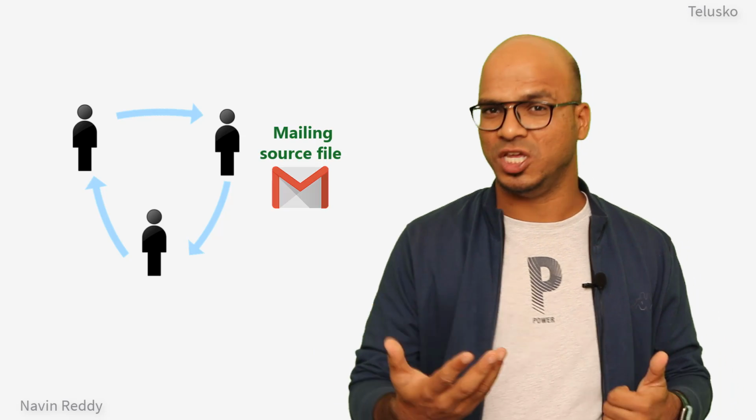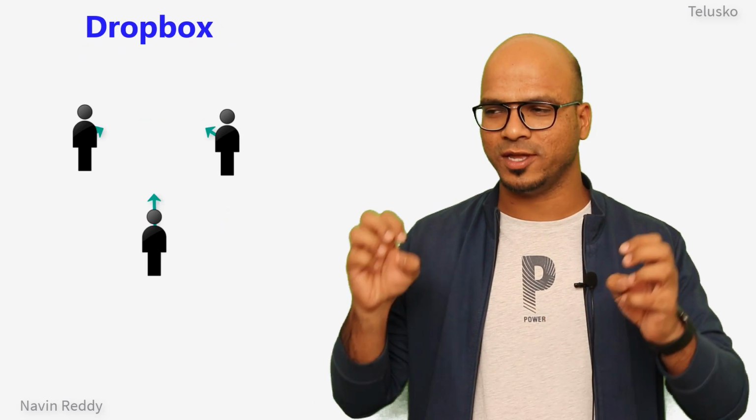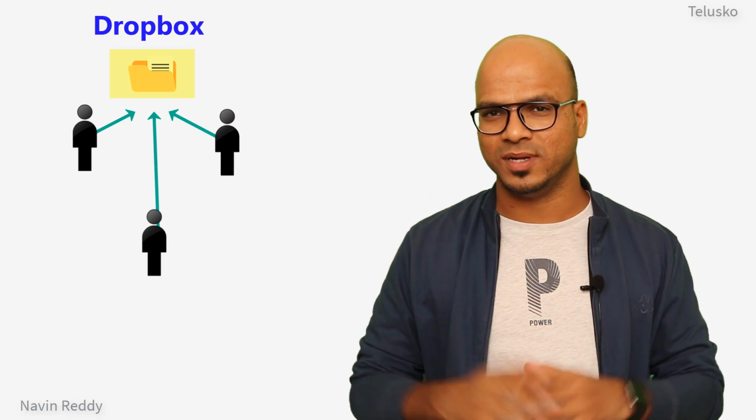One way, we use Gmail, right? So we share our code in mails. Otherwise, we can use Dropbox. So we can get a folder and everyone will put their code in one particular folder. That's how we can share. But then that's not an efficient way, right?